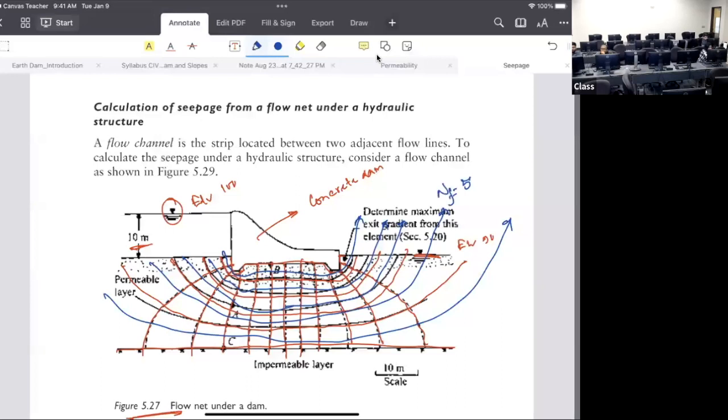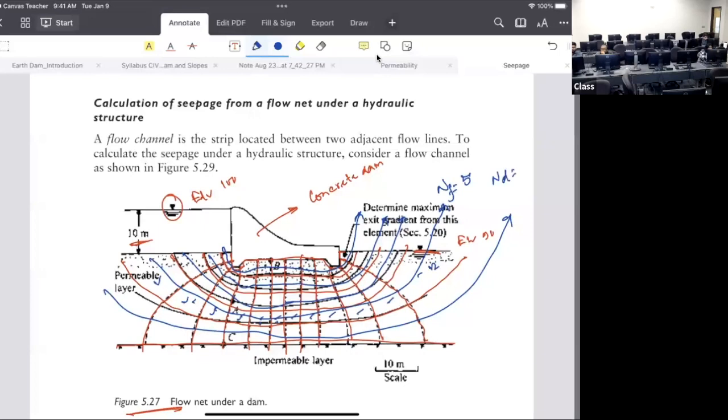And how many drops? ND. 1, 2, 3, 4, 5, 6, 7, 8, 9, 10, 11, 12. So this is 12. So ND equal to 12, right?